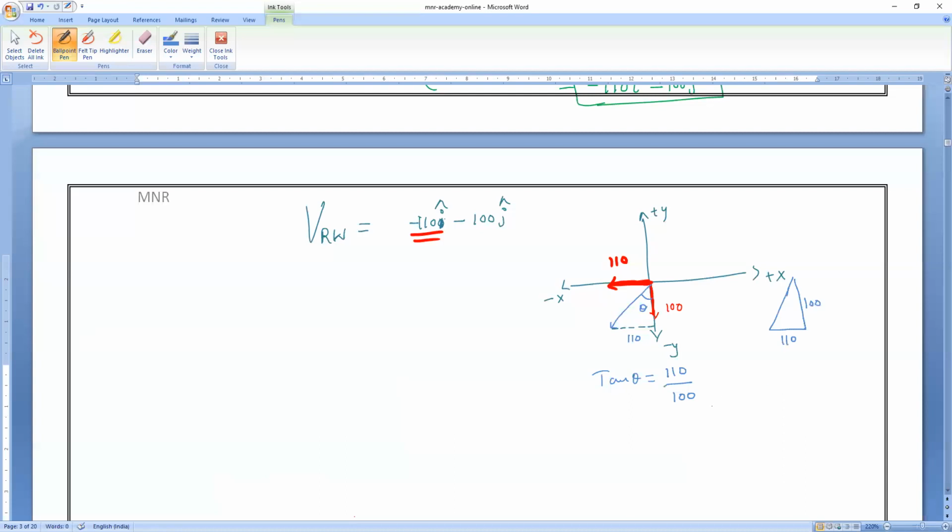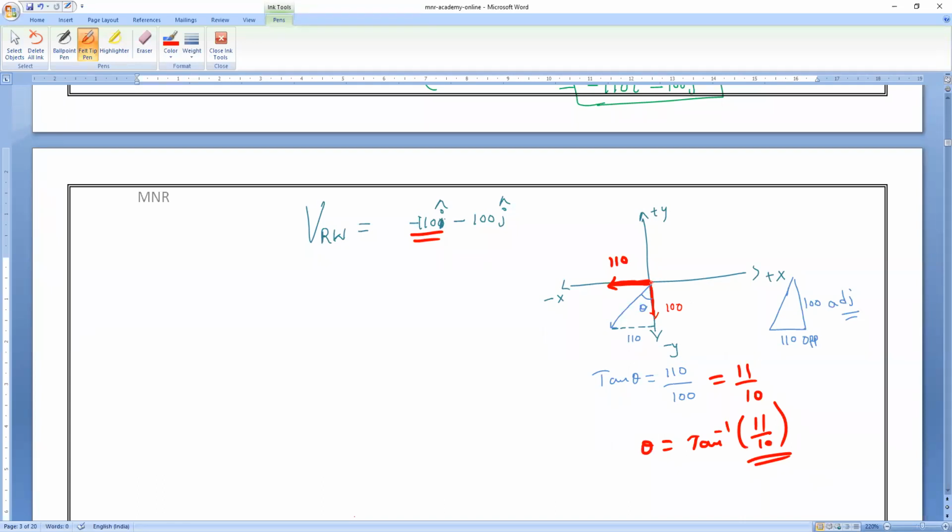So what is the tan theta formula? Tan theta means opposite by adjacent. This is opposite and this is adjacent. Is it right or wrong? So 100 by 110 is equal to 10 by 11. So theta is equal to tan inverse of how much, guys? 10 by 11. So that is the angle she has to maintain here. So theta is equal to tan inverse of 10 by 11.